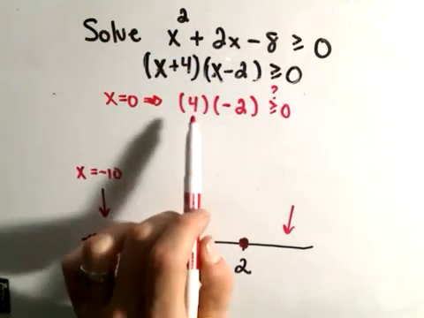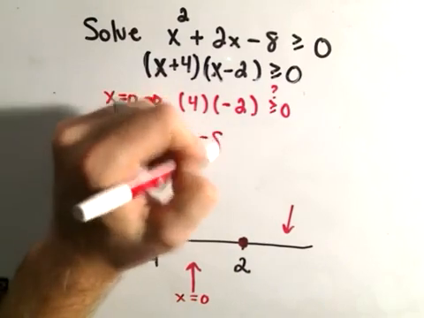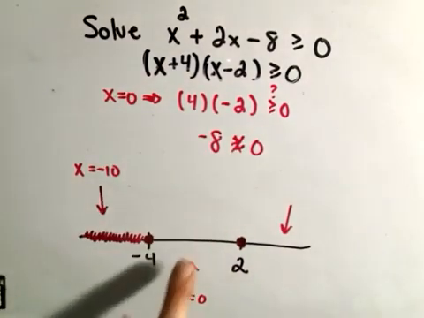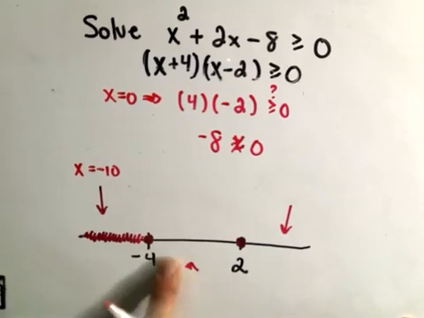Well, again, you're going to get a positive times a negative. We're going to get -8. And -8 is not greater than or equal to 0. So that means the stuff in the middle doesn't work.